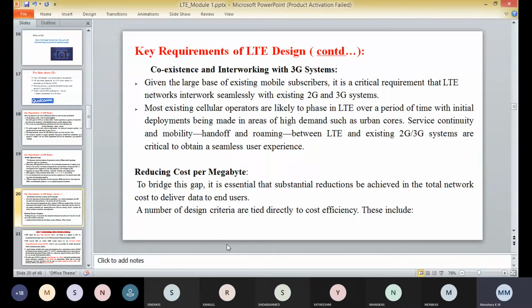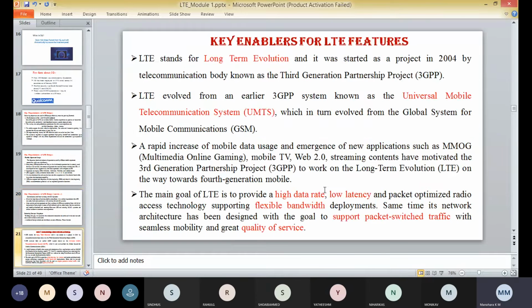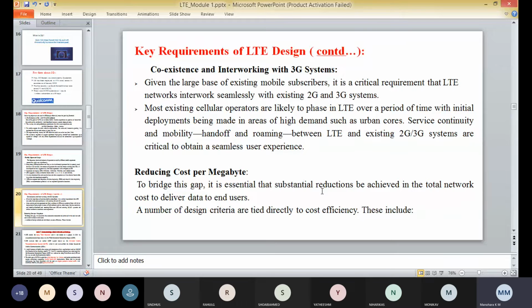Here a number of design criteria are tied directly to cost effectiveness. They include a high capacity or high spectral efficiency air interface, the ability to deploy in existing spectrum and reuse cell sites and transmission equipment, and support for lower cost Ethernet based backhaul networks.